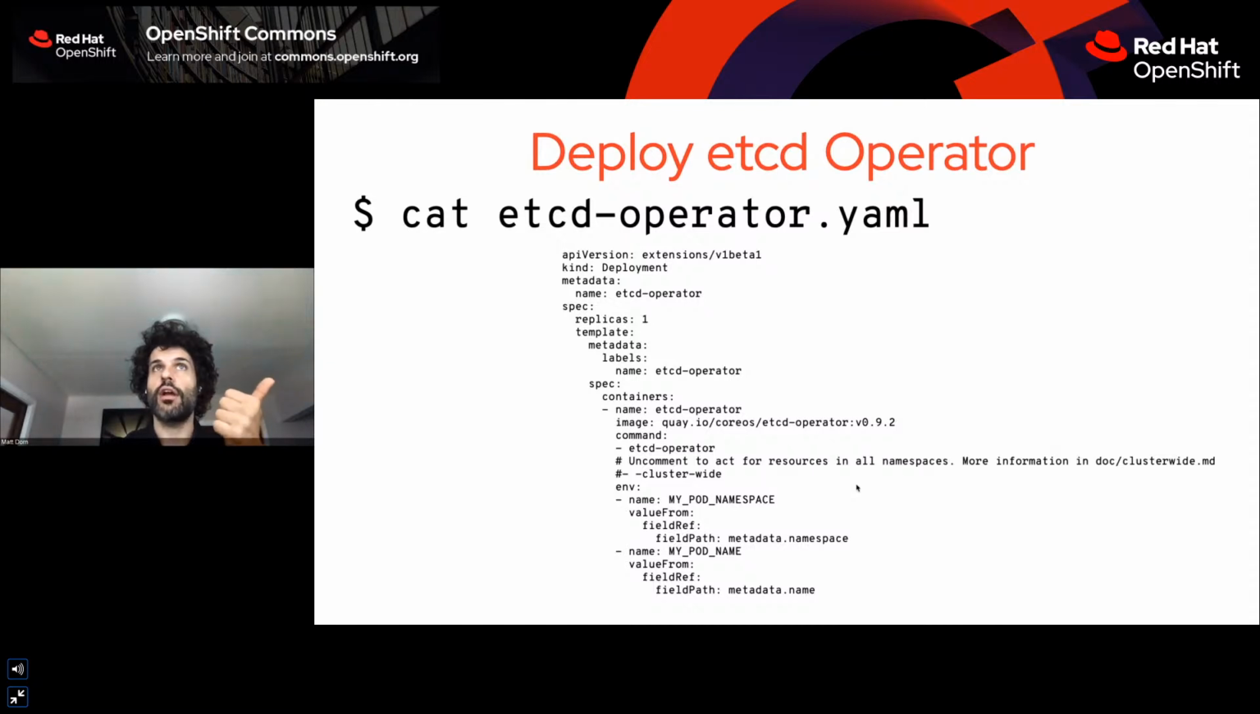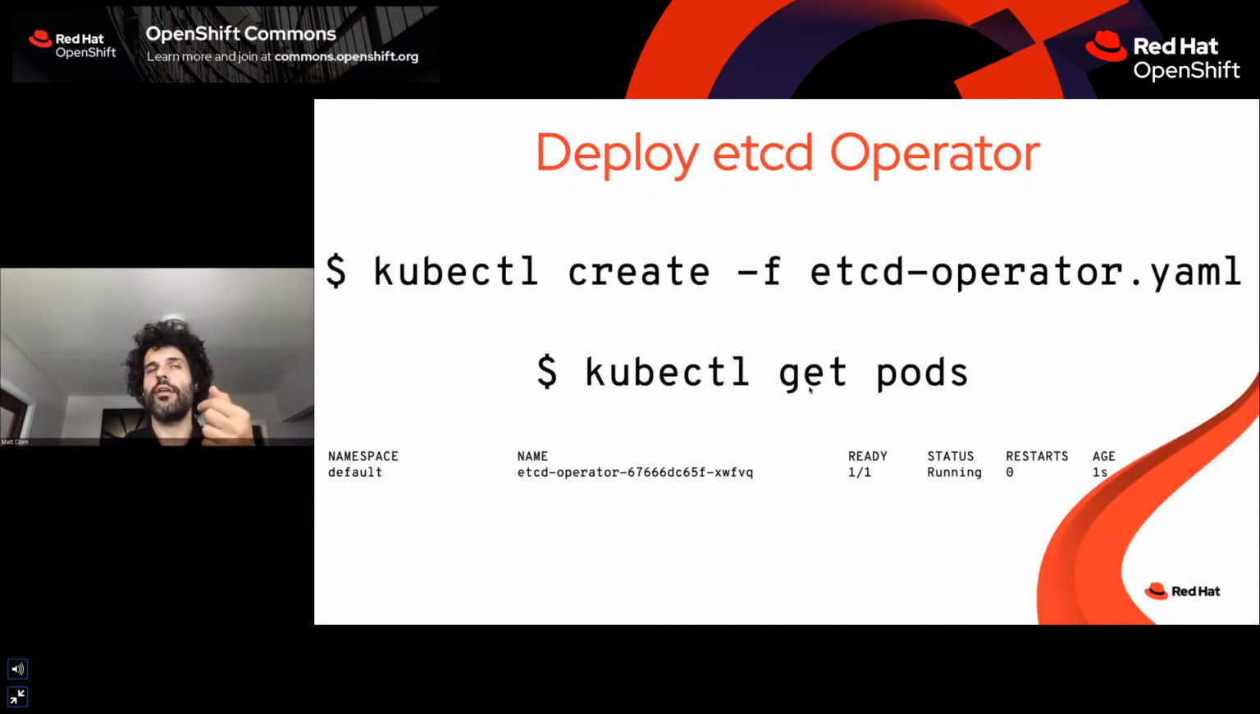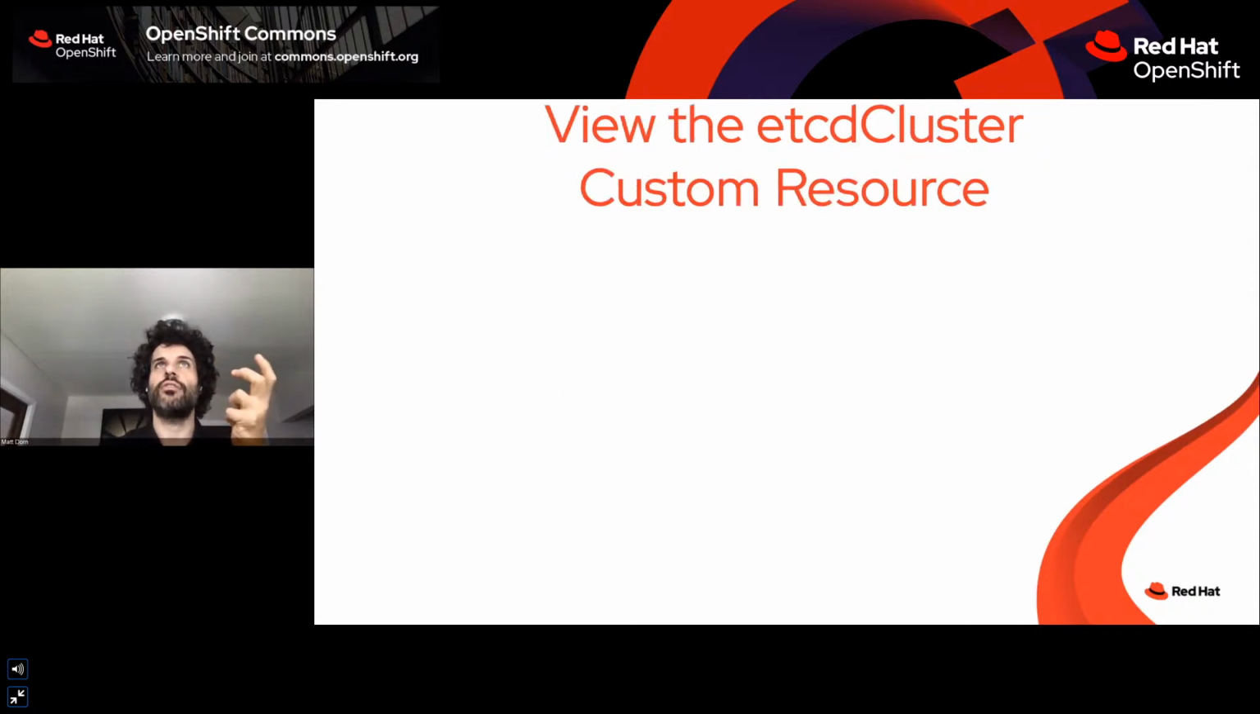So we have our custom resource definition, we have our controller, which is being deployed into our cluster via deployment. This is for etcd operator, by the way. And we go and we create our operator. So now we have our operator running in the cluster, watching the API, waiting for the creation of our etcd operator object, right?